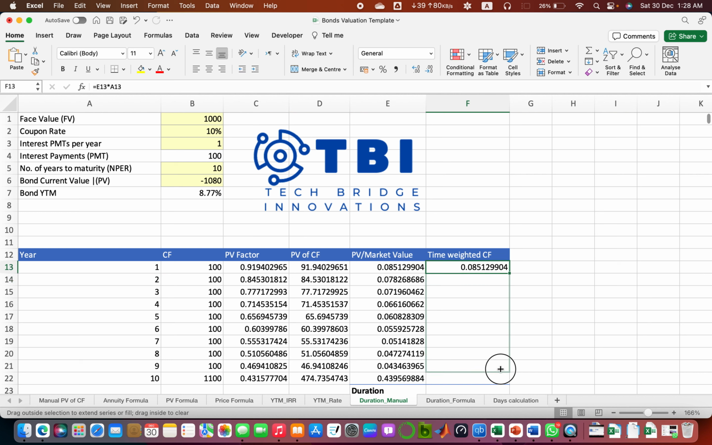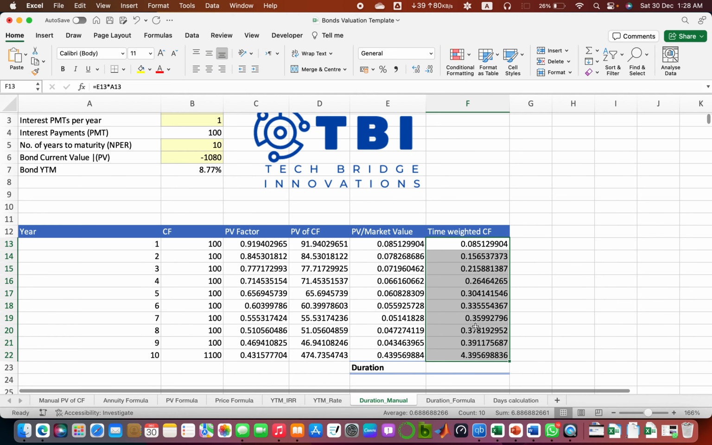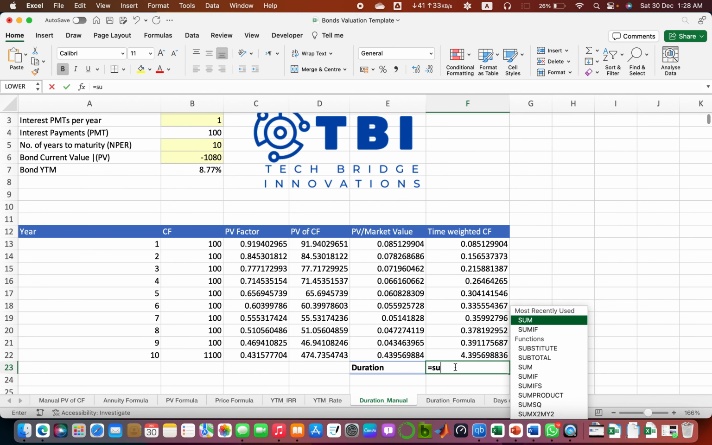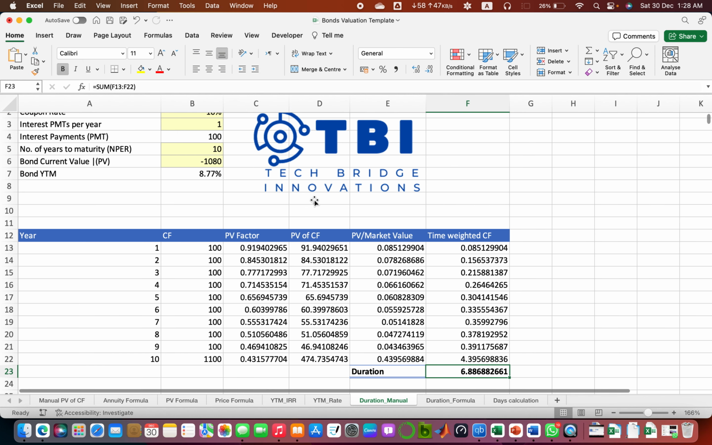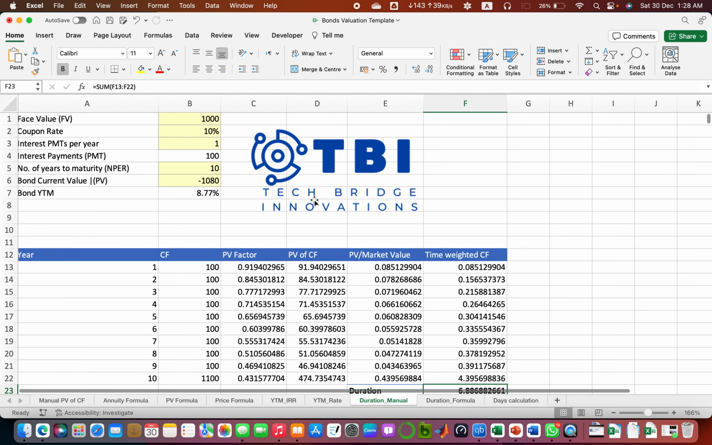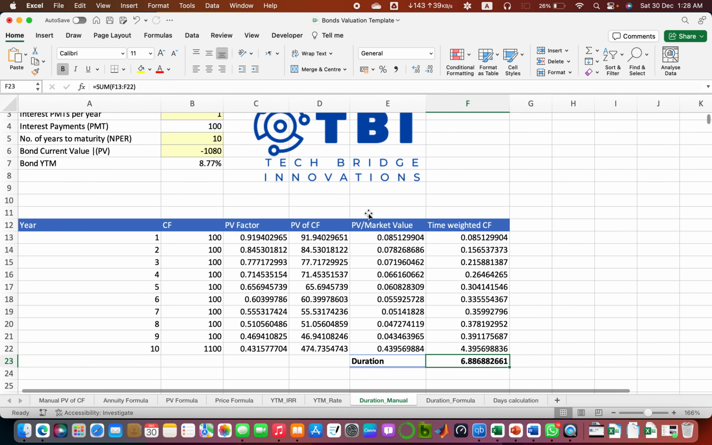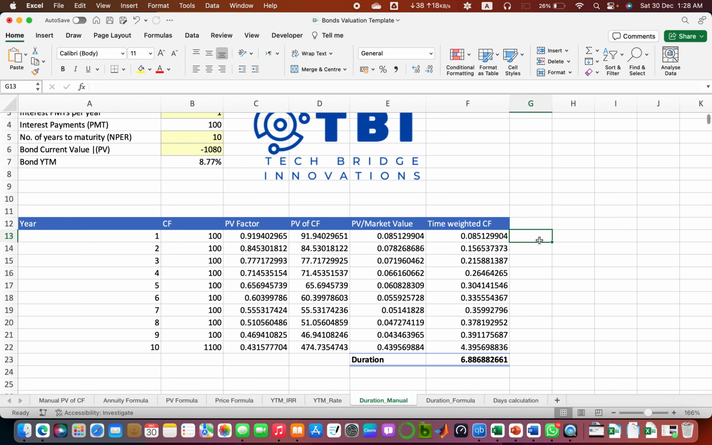Now we scroll it and fill, and if you add these numbers, this is the duration of the bond, 6.88. That means it will take 6.88 years for an investor to be repaid the bond's price, whatever price he is paying, 1080. This price will be repaid in 6.88 years, and the rest of the years is just profit. So this is how you calculate the duration of a bond manually.